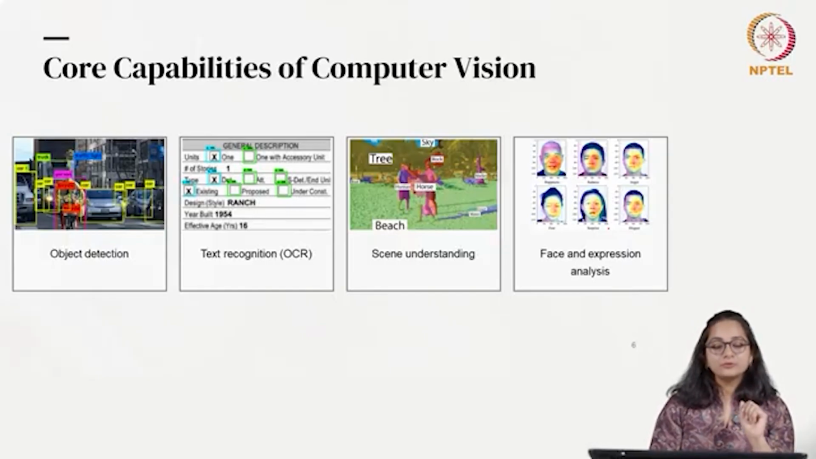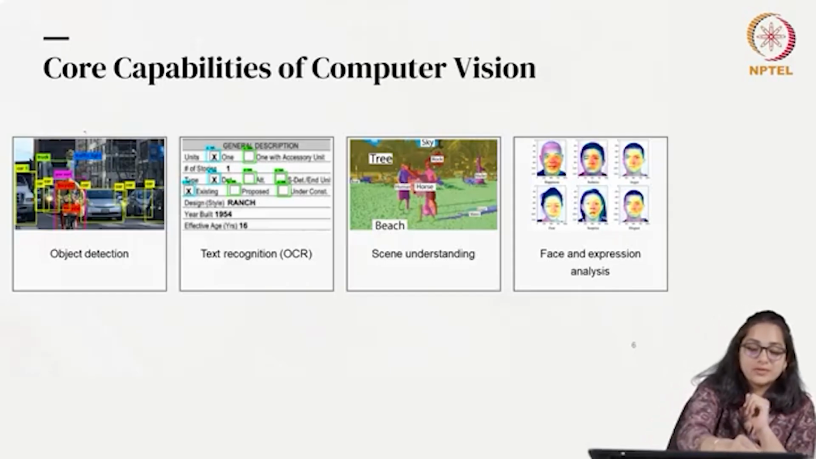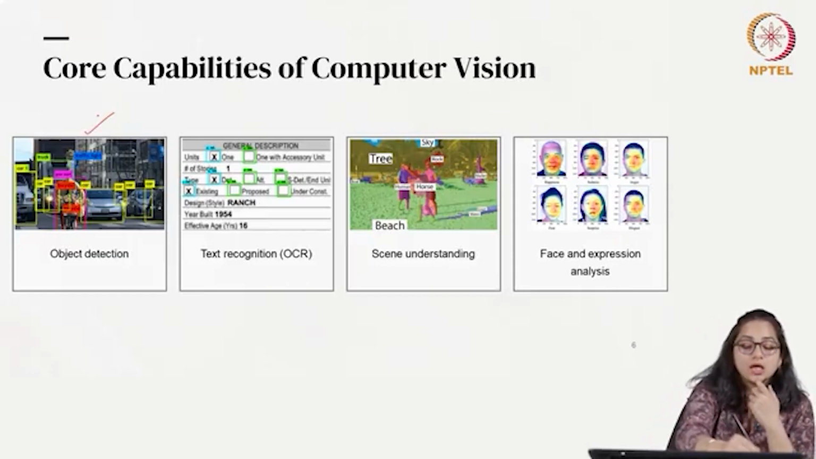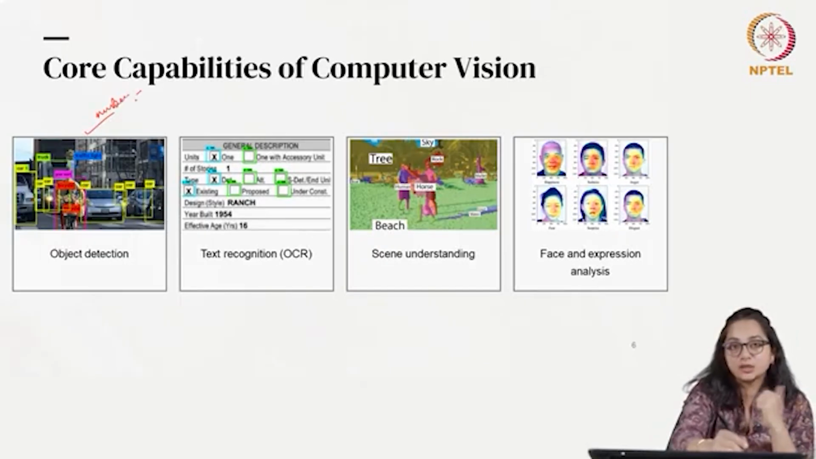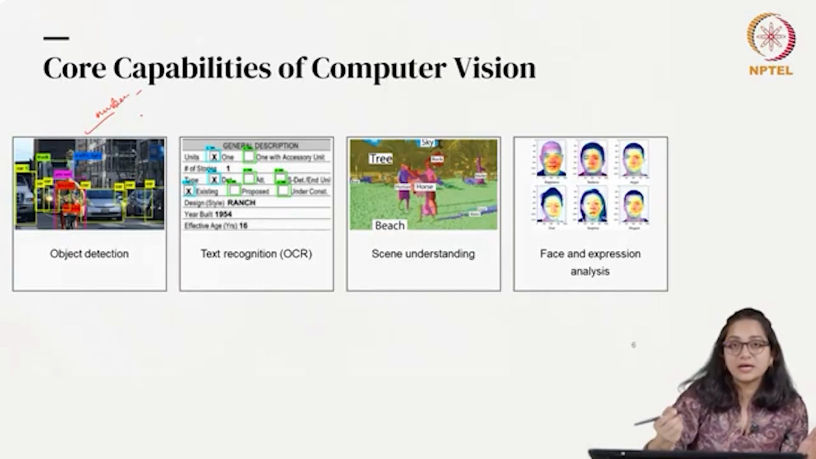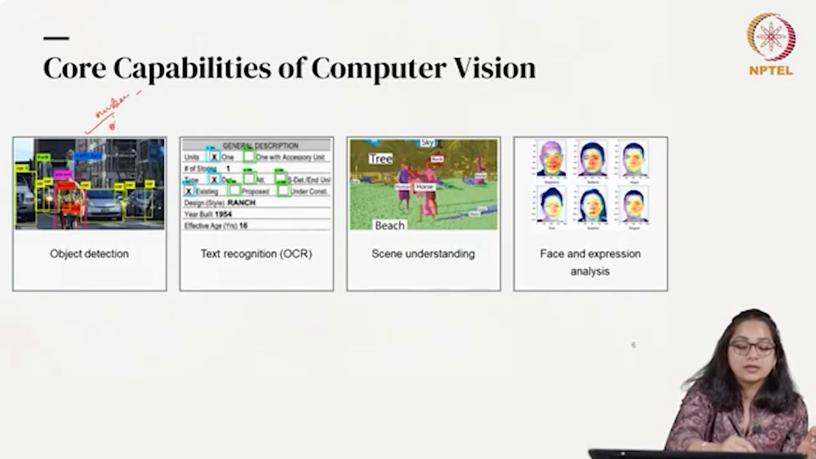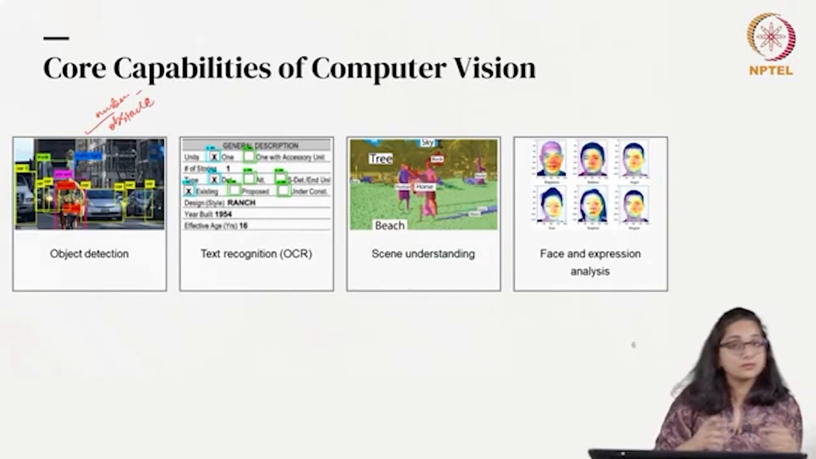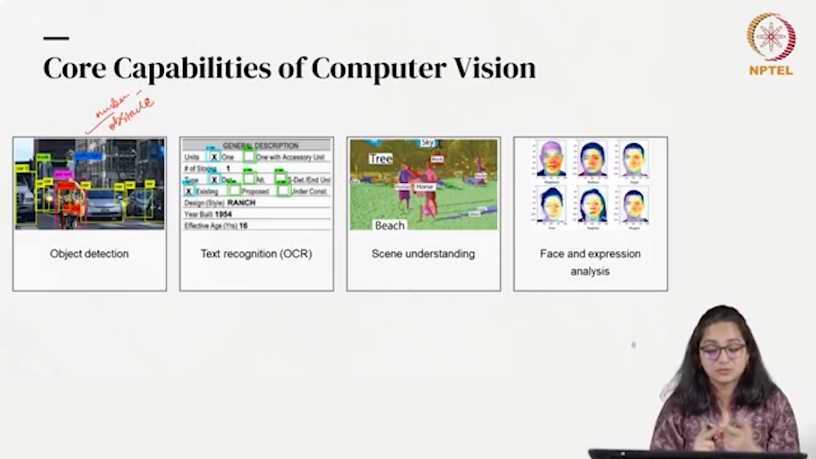So, for example, object detection is one of the core capabilities. So, as I mentioned, number plate detection in real life scenarios where there are CCTVs on the highways, etc. There can be obstacle detection related algorithms and applications.